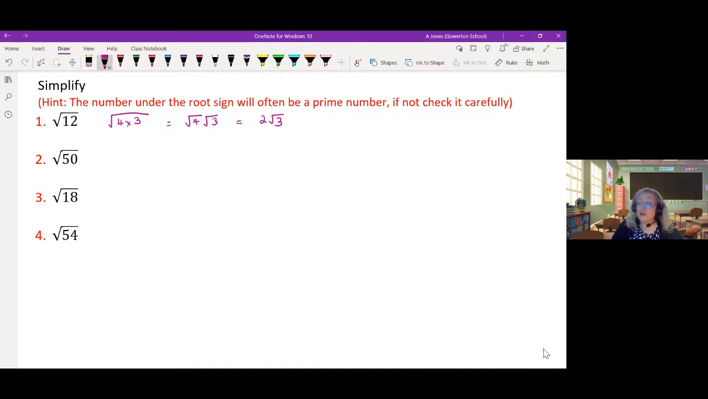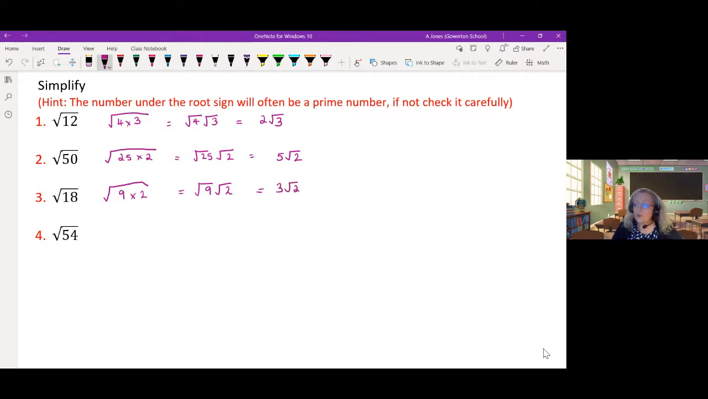For the next one, 25 goes into 50. So I am going to do 25 multiplied by 2 instead of 50. Splitting this into its two parts, I have the root of 25 multiplied by the root of 2, and the root of 25 is 5, so this one becomes 5 root 2. Now 18, 9 goes into 18, so I'm going to do the root of 9 multiplied by 2, and that gives me root 9 multiplied by root 2. The root of 9 is 3, so this one is 3 root 2.